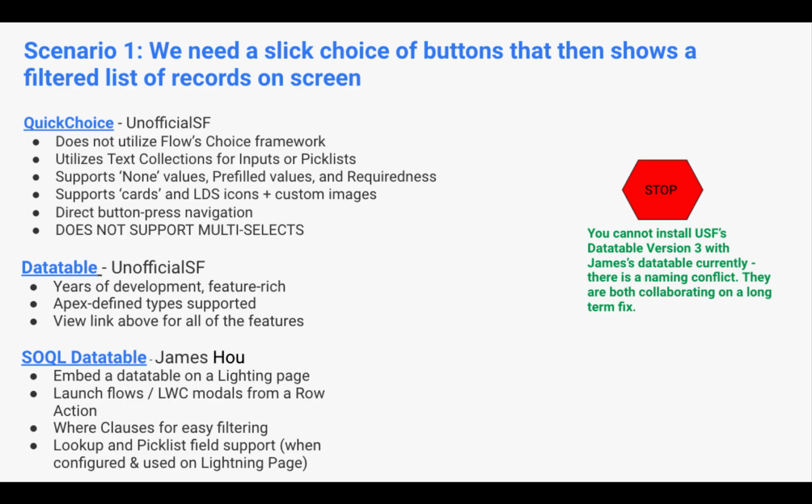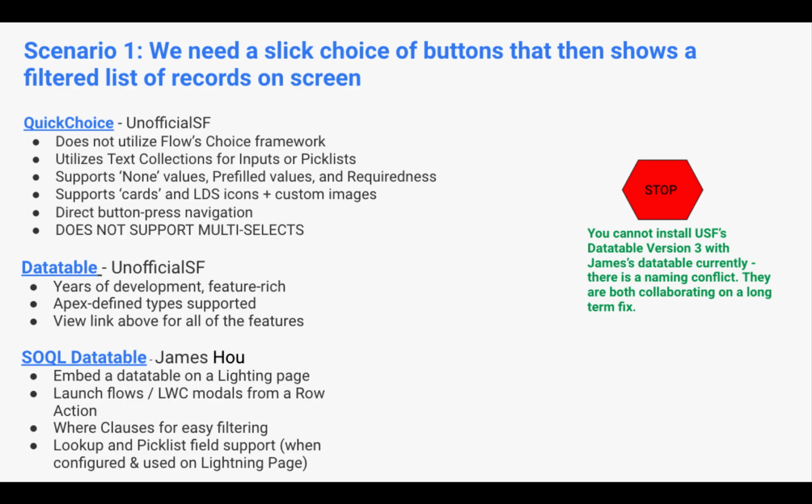one of the most popular actions, Datatable, which is an extremely popular one as well, and then another one which I would say probably 98% of you have probably not seen, called SOQL Datatable by James Hou. And so basically the big difference between Datatable and SOQL Datatable is that the SOQL Datatable can be placed pretty easily on a Lightning record page. And if you do that, you can also launch flows from within the Datatable, which is pretty neat.